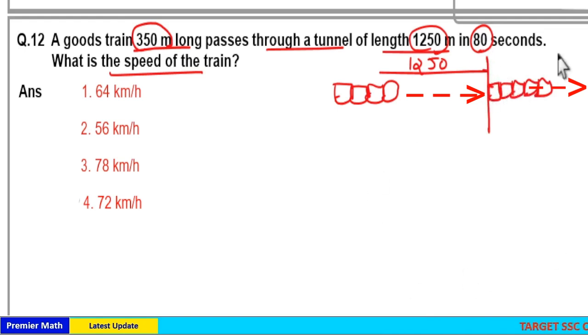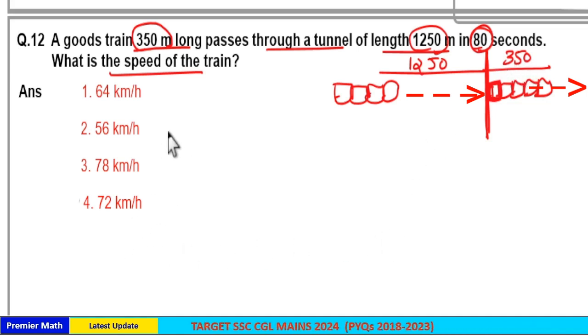Which means here this train has to cover this 1250 meter plus 350 meter. Because when this train travels 1250 plus 350 meter, the end of the bogie is completely out of this tunnel. So, total 1600 meter, this train travels in 80 seconds. That is, to make this end of the bogie completely outside of this tunnel, this train has to travel 1250 plus 350 meter.